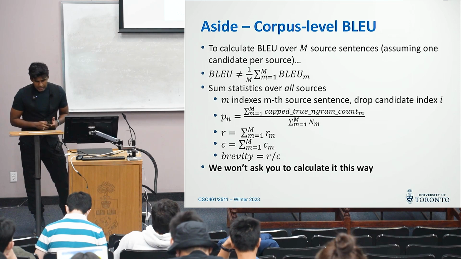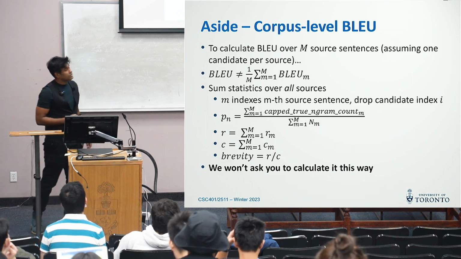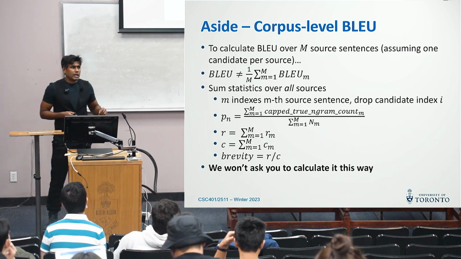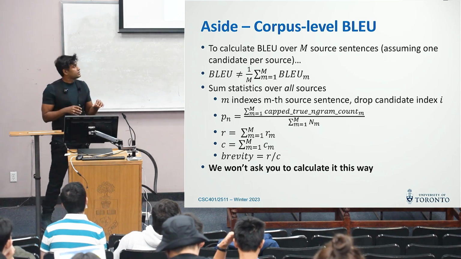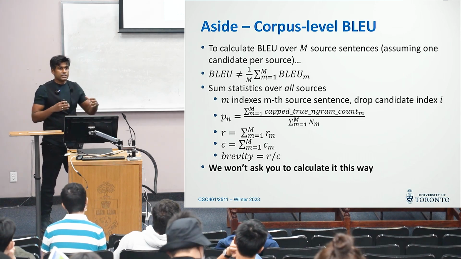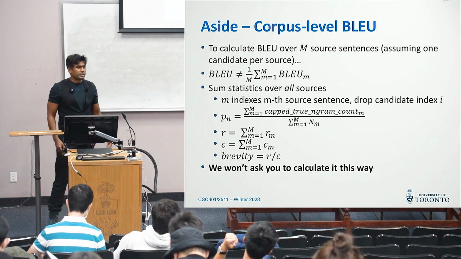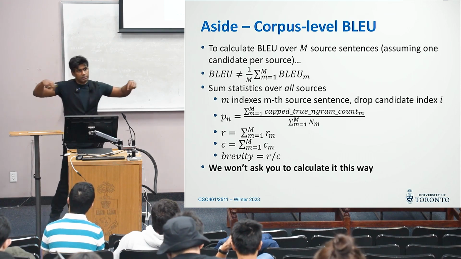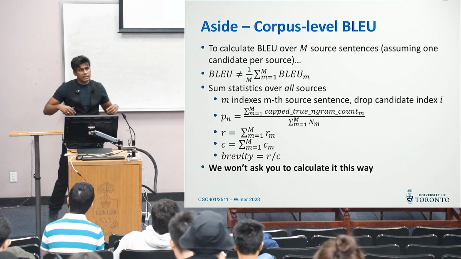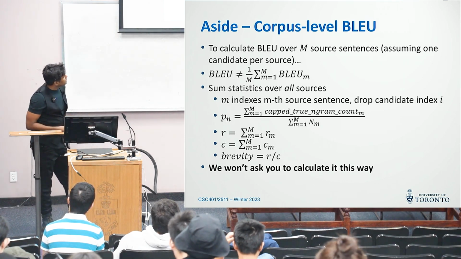Okay, and yeah, we're not going to ask you to do this. If you want to do a corpus level BLEU, this is already done for you in the assignment, so you don't have to worry about it. You don't calculate the BLEU score for each pair and then average them through the corpus. You don't do that. What you do is you stitch them all together as source and target, and you apply the BLEU score method that we talked about. Okay?